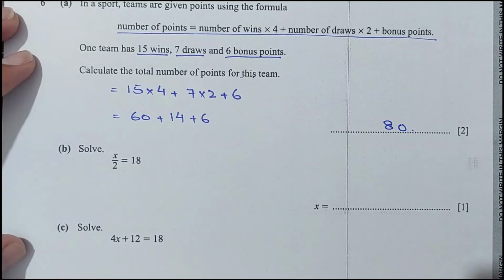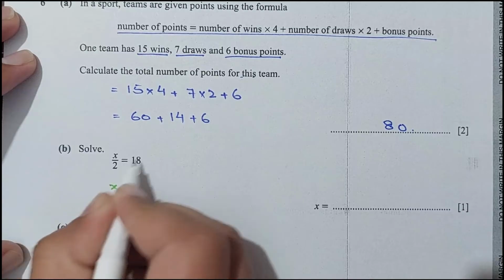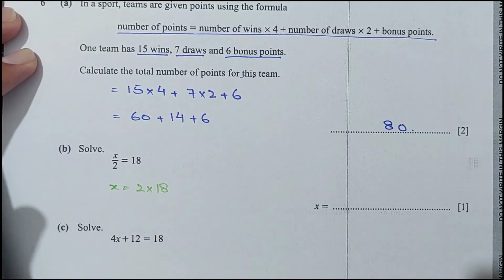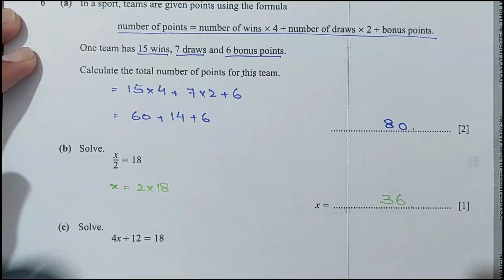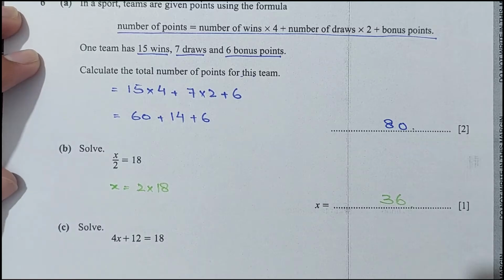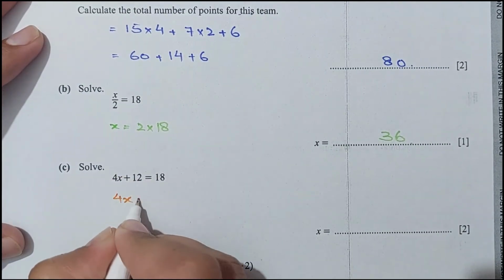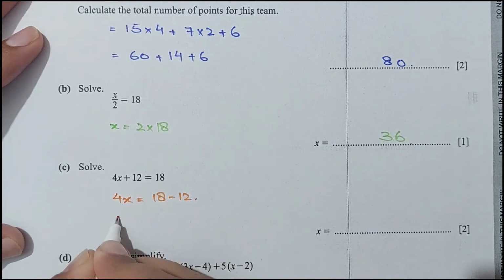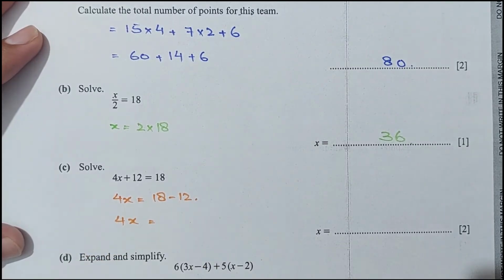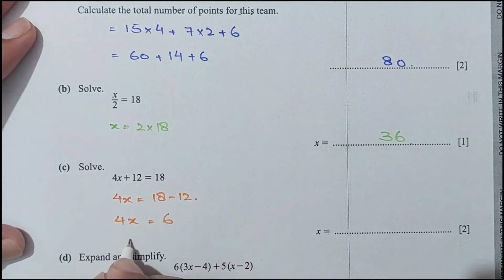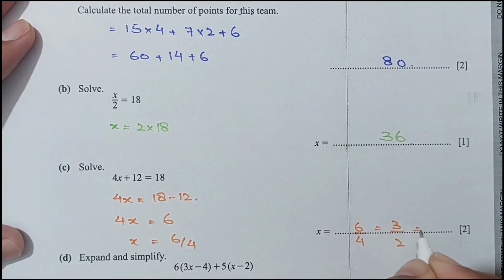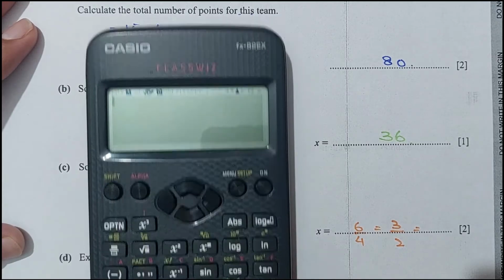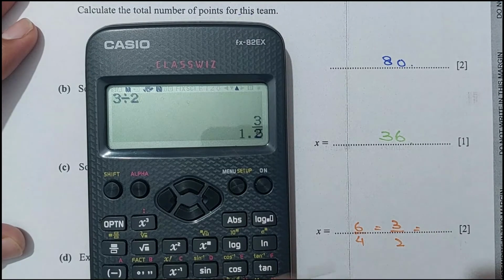Now for part B, solve for x. Cross multiply 2 with 18. 2 times 18 is 36. Yes, 36. Part C, we have to solve for x. So 4x becomes 18, take away 12, right? 4x would be equals to 18 take away 12 is 6, and x would be equals to 6 by 4. You can write down 6 by 4, or you can say 2 times 3 is 6, 2 times 2 is 4, 3 by 2. 3 by 2 in decimal is 1.5.